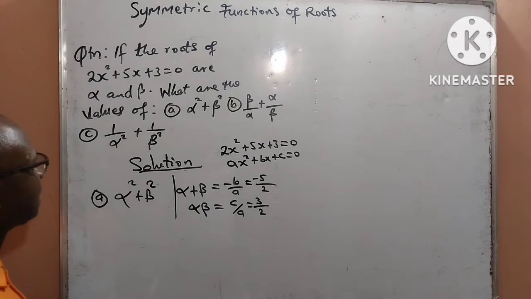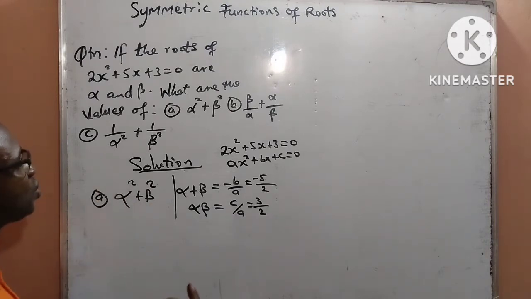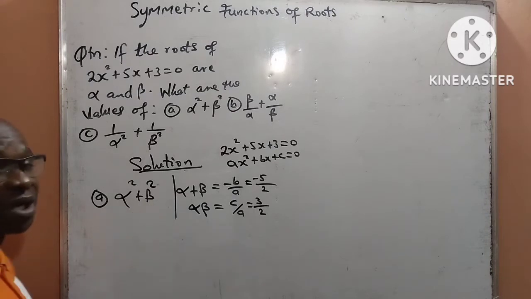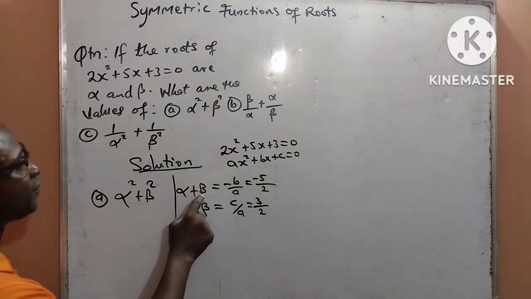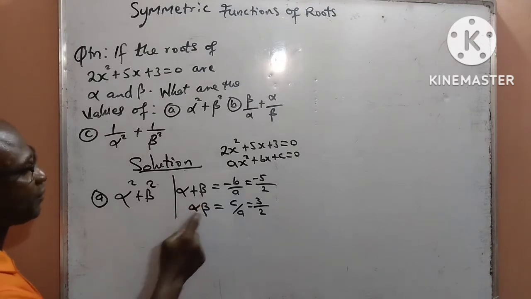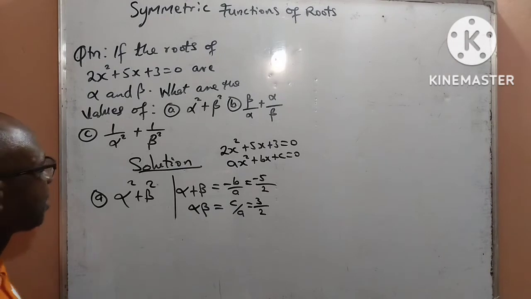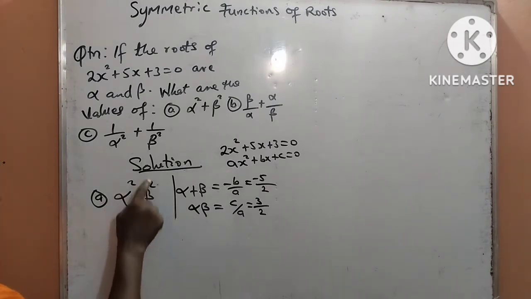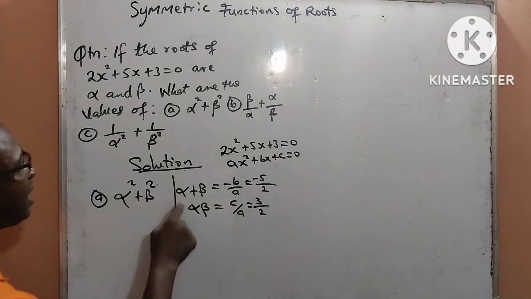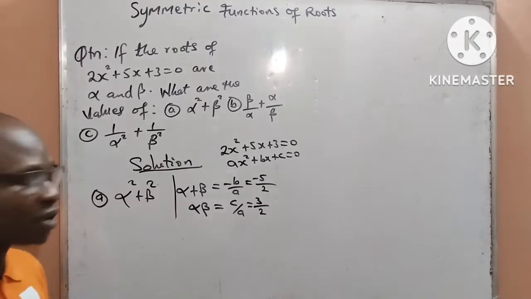But then I need to know what to do, because my interest is to manipulate this question in such a way that I can get my values in terms of the sum of the roots and the product of the roots. That way I can now be able to solve the problem. Alright, let's see how we can manipulate this alpha squared plus beta squared to be in either sum of the roots or product of roots, or even both.